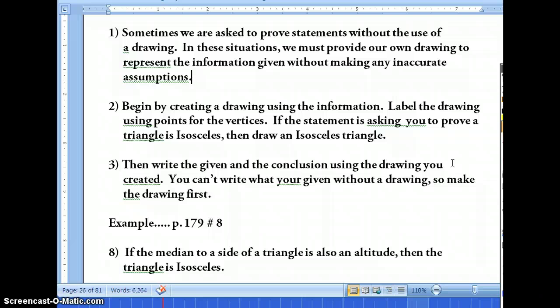Then you go ahead and write your given and write your conclusion by using the drawing. You cannot write down what you're given if you don't have a drawing, because you don't know which segments are congruent. You don't know how to state if a ray is a bisector because you don't have a picture of a ray yet. And so you've got to do the drawing first and then fill in the given and the conclusions.